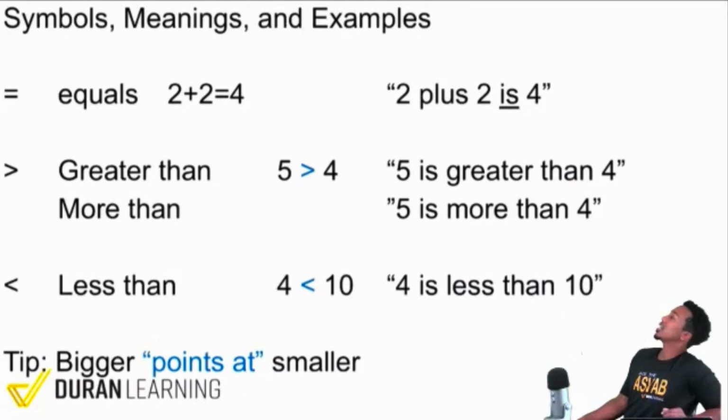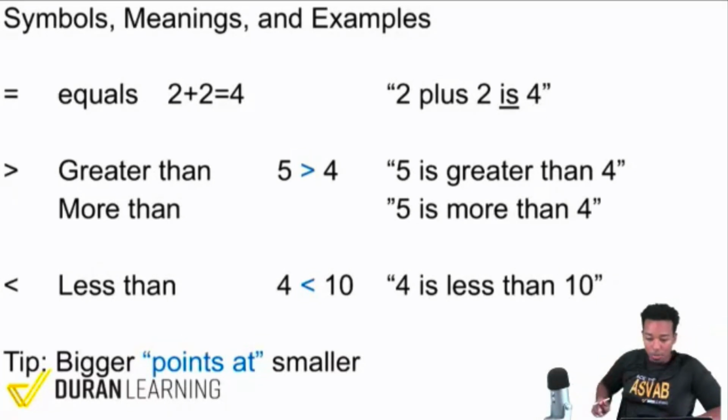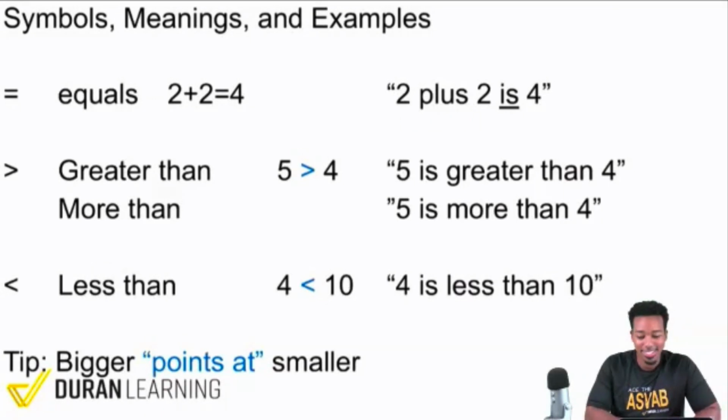We're going to look at the symbols, the meanings, and some examples. If you look at the top left, with equals, you see 2 plus 2 equals 4. That's a true statement. I think a lot of us can feel confident about that. So 2 plus 2 is 4. Sure, cool. This always happens. You have to go ahead and close that up.